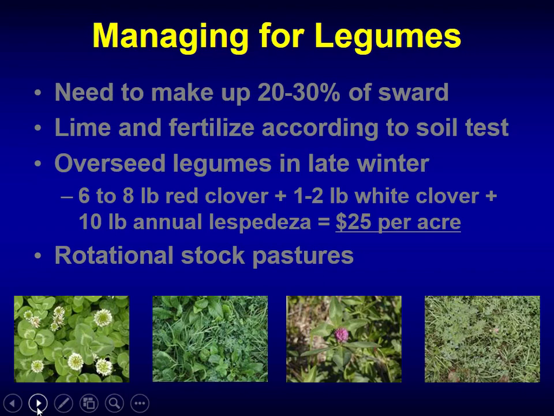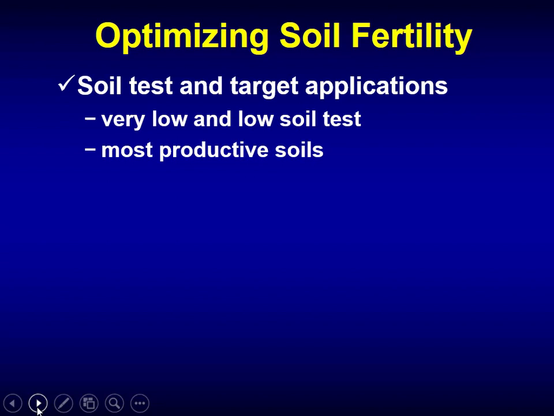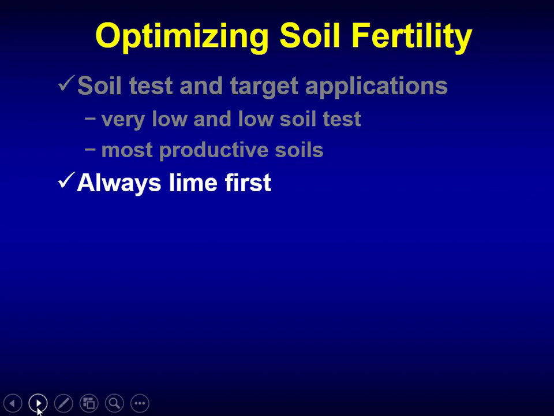So real quick, I'm finishing up soil tests and target nitrogen applications. You want to put your money on soils that are very low in soil tests, and also put more money on your most productive soils. That's where you're going to get the payback for that fertilizer. Always lime first if your soil test calls for it. If you have a limited budget, encourage people to put some lime on their pastures because it's making every other nutrient in that pasture more available for plant growth. Always replace nutrients removed by hay.